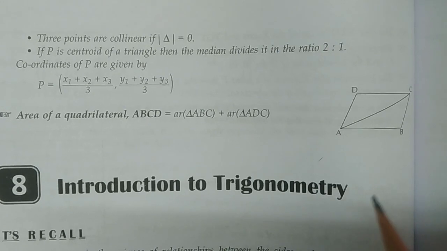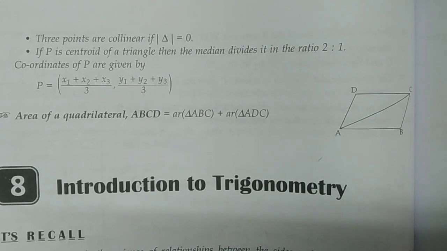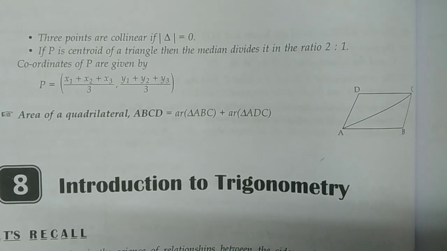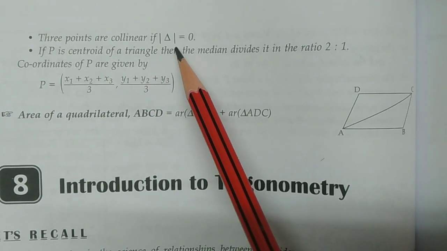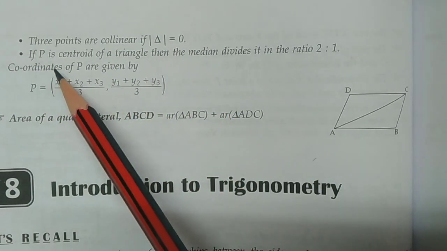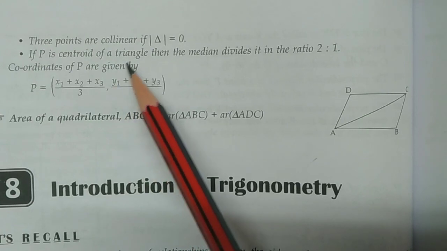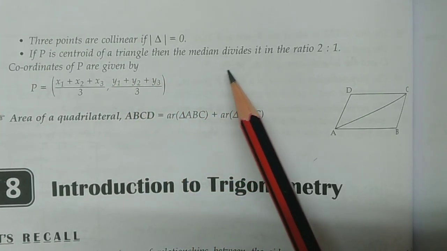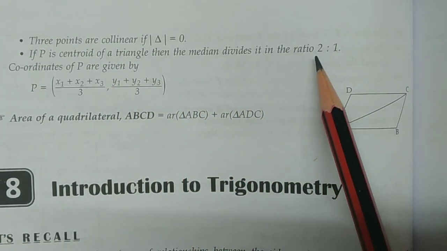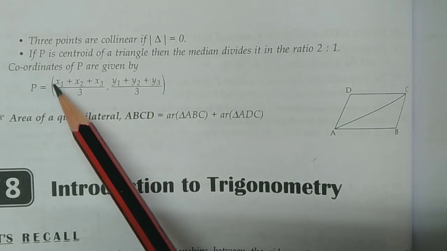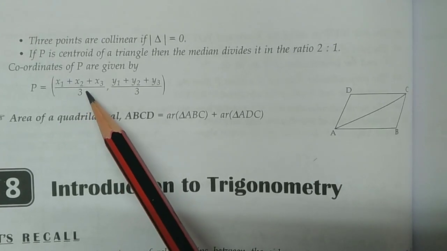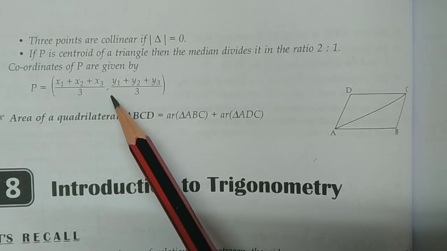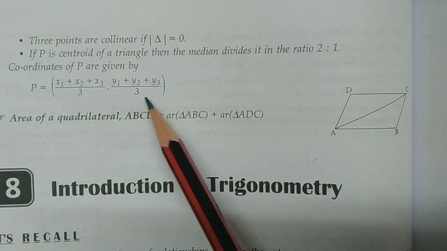now we have come to the last points, and after completing these points we can complete the trigonometry section also. So now the next point is: 3 points are collinear if delta is equal to 0. If P is the centroid of a triangle, then the median divides it in the ratio 2:1. The coordinates of P are given by P equal to (x1 plus x2 plus x3) by 3, comma (y1 plus y2 plus y3) by 3.